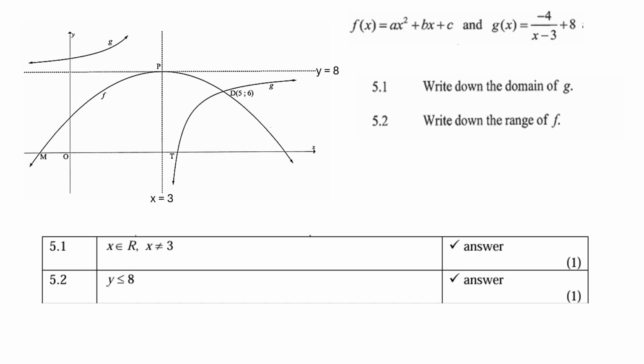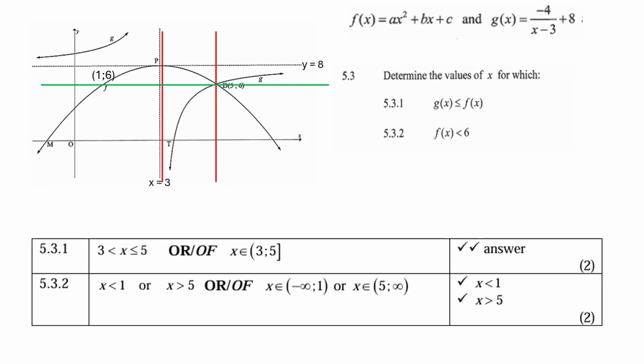Then 5.2, write down the range of f. Remember, range is on the y values, or the y-axis, which is vertical, and of course it's the parabola, so it goes not higher than y = 8, so it will lie below 8, so therefore y is less than or equal to 8.